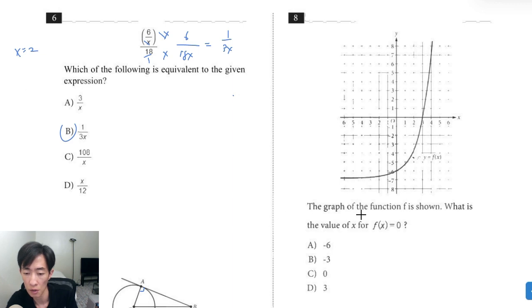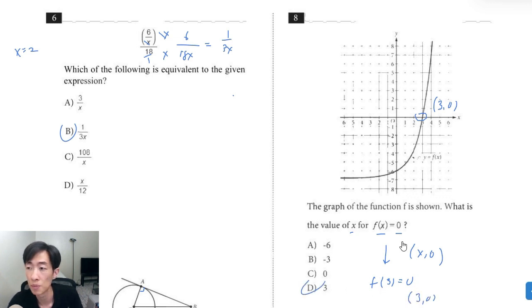Question 8, the graph of the function f is shown. What is the value of x for f of x equals 0? So notice what they're saying. They're giving us the y value, which is 0, and they want us to figure out the x value. So this is really easy. The y value is 0 on the x-axis. That's right here. So what's this point? It's 3, 0. So if we were to rewrite this properly, it would be f of 3 equals 0. In other words, when x is 3, y is 0, and so the answer is going to be D.